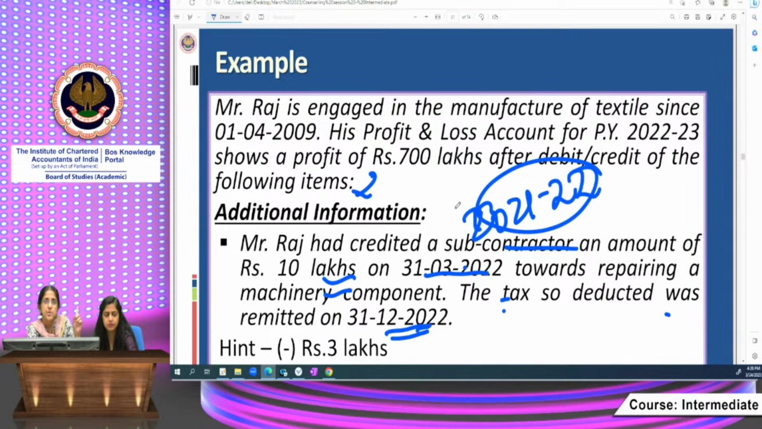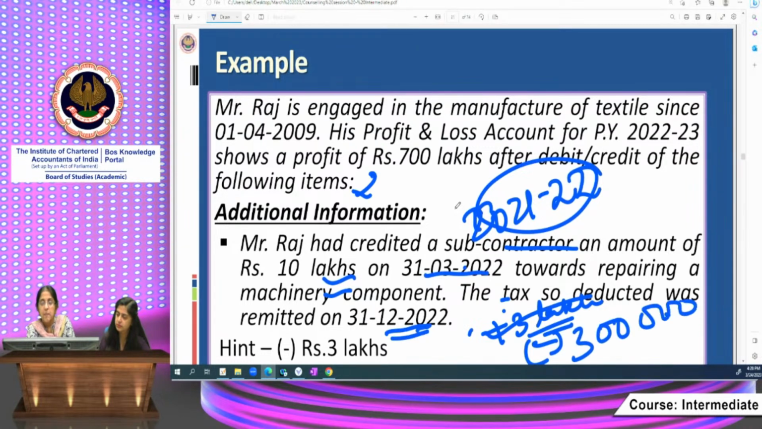So last year, what would have happened? Last year, because it was deposited after the due date for filing return, 30% disallowance would have taken place in respect of this amount. Last year, they would have added back 3 lakh while computing profits and gains of business and profession. But since it was remitted on 31/12/2022, in the next year I'll be allowed a deduction. In this year, I will be allowed a deduction of 3 lakh. The amount which was disallowed last year, remitted this year, will be allowed as deduction in this year. I hope this is clear.